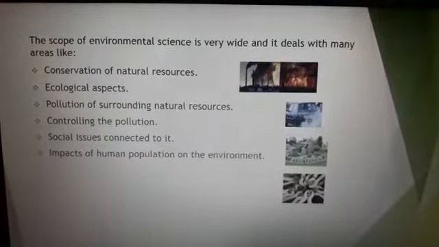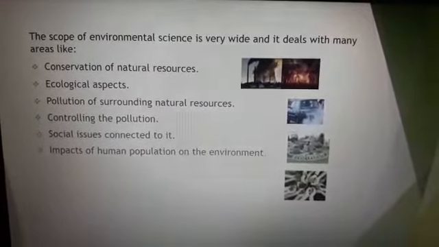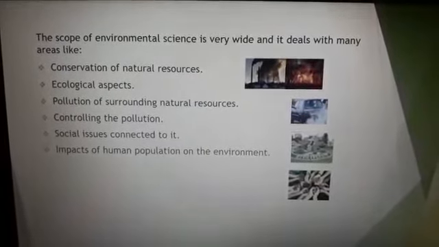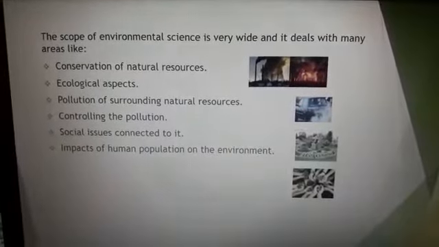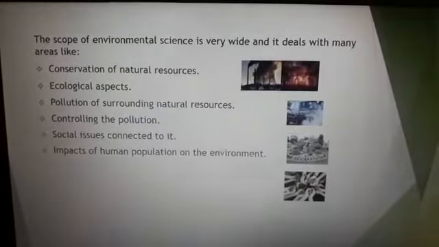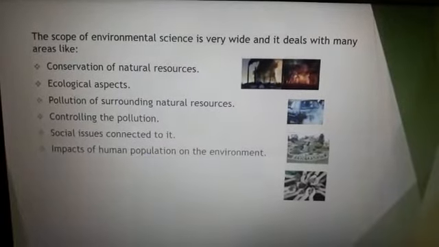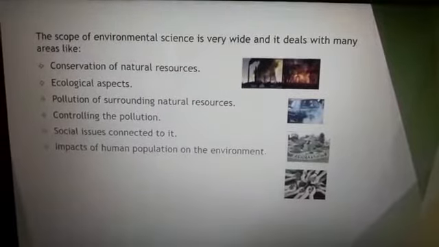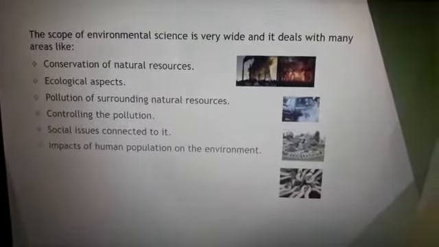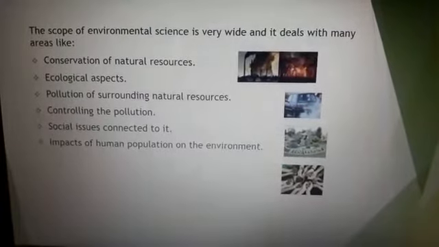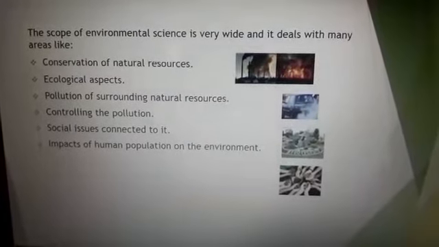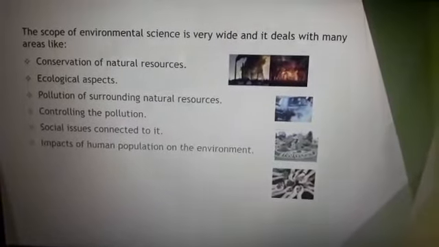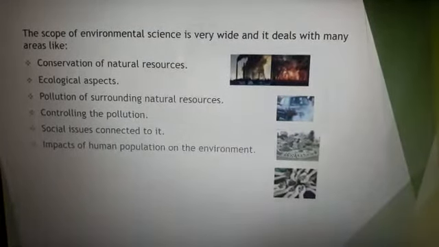The scope of environmental science is very wide and it deals with many areas like conservation of natural resources, ecological aspects, pollution of surrounding natural resources, controlling the pollution, social issues connected to it, and impact of human population on the environment. So we will discuss all the topics one by one in our upcoming lectures, and after that you will get a better idea of how environmental science contributes to our society, to our daily life and to our atmosphere.